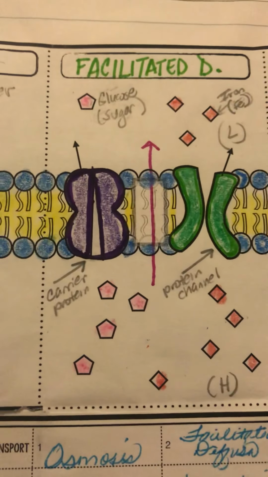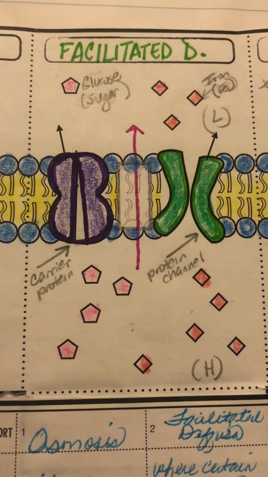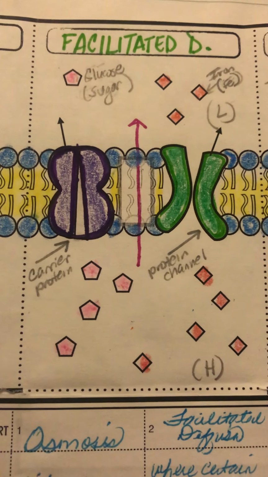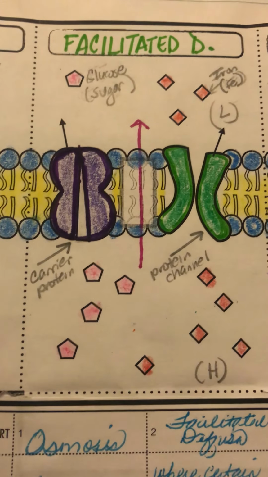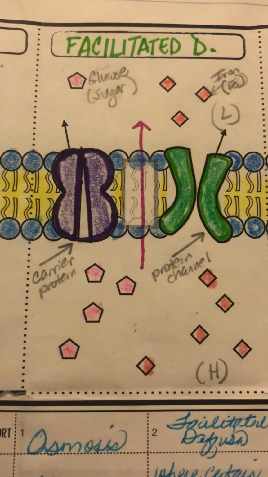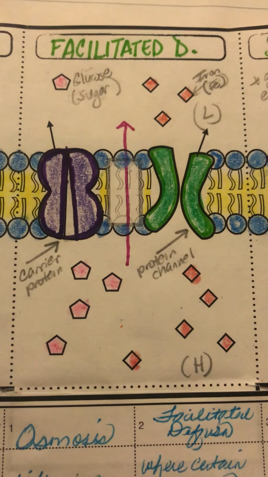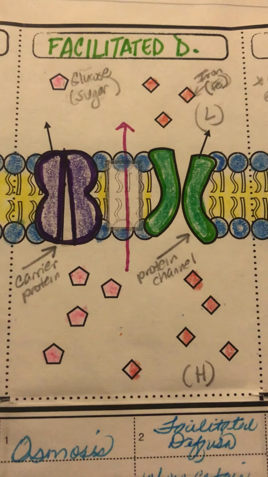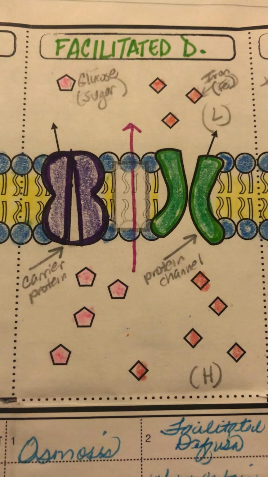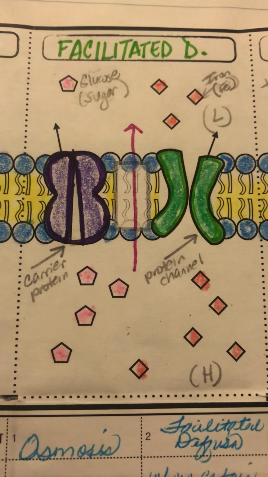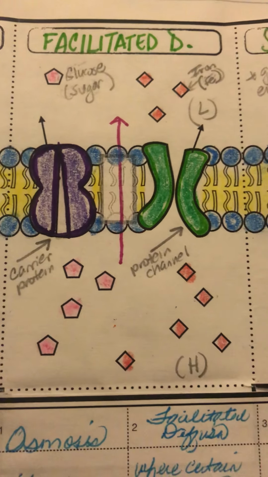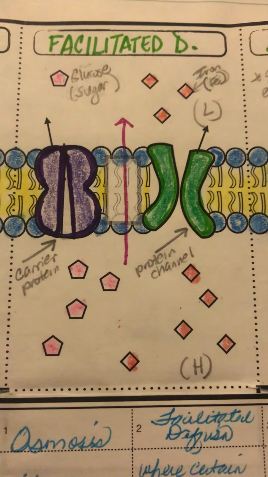In the next one, it looks very familiar. We see some proteins involved in here. We have protein channels and carrier proteins involved in here. So you can see that the molecules that we're trying to get across are glucose and iron. And we're trying to see what area is going to be high versus low. And since they're getting some help, we're going to call this facilitated diffusion.